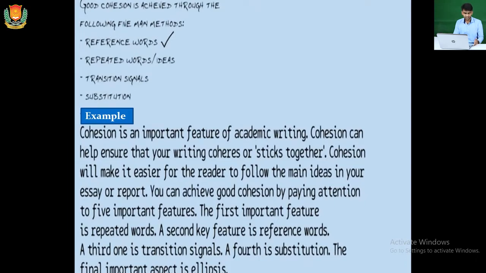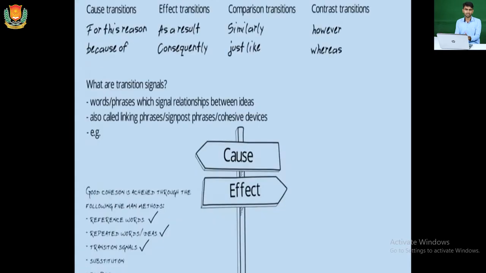What are transition signals? Let me show you. Cause transitions, effect transitions, comparison transitions, and contrast transitions. What are cause transitions? For this reason. If we're using "for this reason," then we can simply use "because of." And "as a result": if you are using this phrase somewhere, then in place of "as a result," we can use "consequently." This also conveys the same meaning.